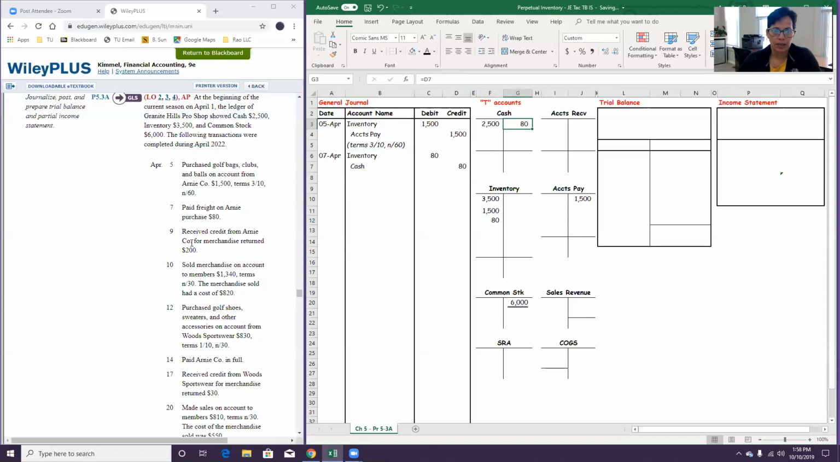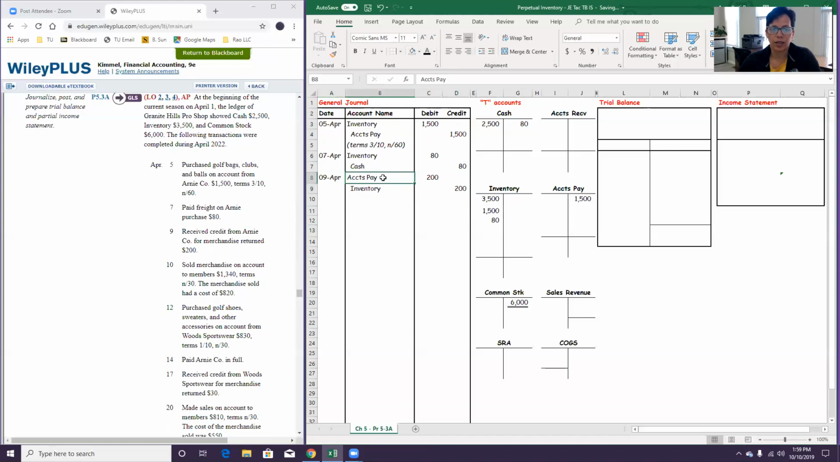Moving on to the third transaction. On the 9th, I received credit from Arnie for merchandise returned. So of that $1,500, $200 of merchandise I have returned. On the 9th, I'm basically going to take this first journal entry and flip it. So my journal entry is going to be accounts payable, debit, inventory, credit. So I've reversed this journal entry for $200.